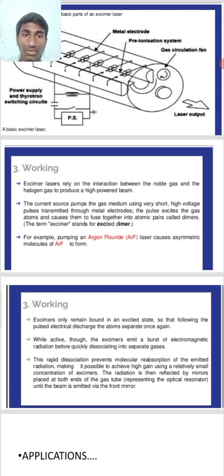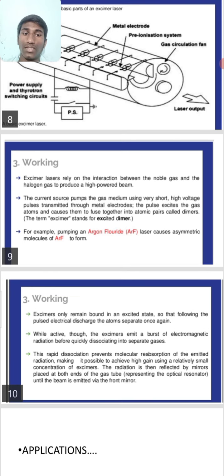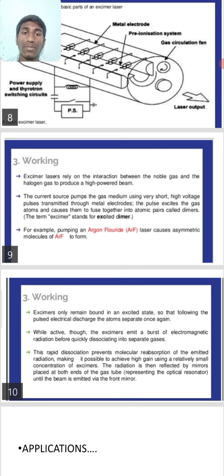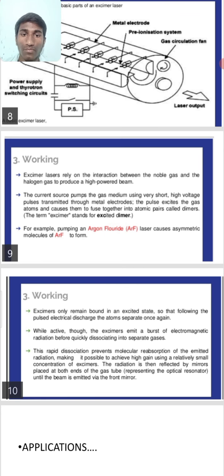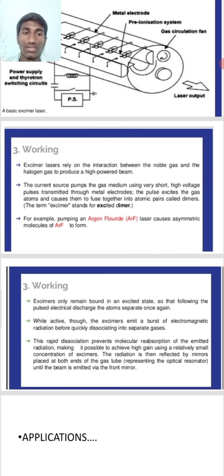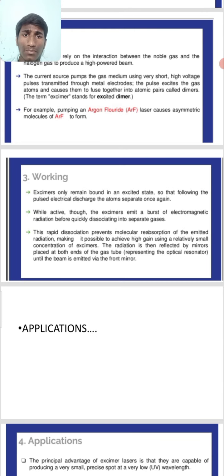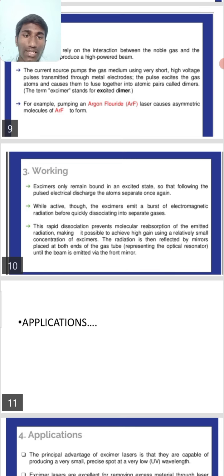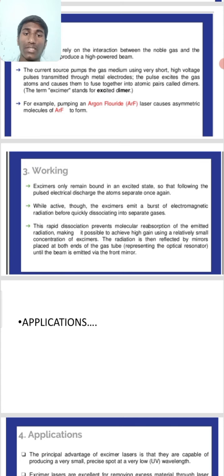The current source pumps the gas medium using very short, high voltage pulses transmitted through metal electrodes. The pulse excites the gas atoms and causes them to fuse together into atomic pairs called dimers. The term excimer stands for excited dimer. For example, pumping an argon fluoride laser causes asymmetric molecules of argon fluoride to form. Excimers only remain bound in the excited state, so following the pulsed electrical discharge the atoms separate once again. While active, though, the excimer emits a burst of electromagnetic radiation before quickly dissociating into separate gases.